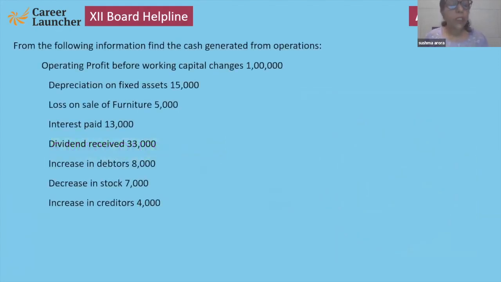A very good question. From the following information, find the cash generated from operations. Operating profit before working capital changes. Note down the question. Before working capital changes, and here depreciation, loss on sale of furniture, interest paid, dividend received, increase in debtors, decrease in stock, increase in creditors given. See, my dear children, here I am going to show you the easiest way.